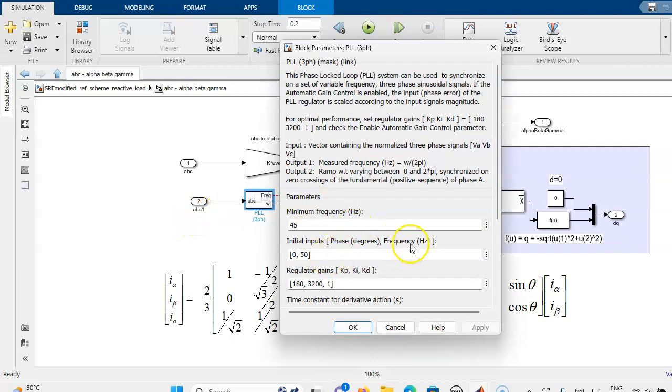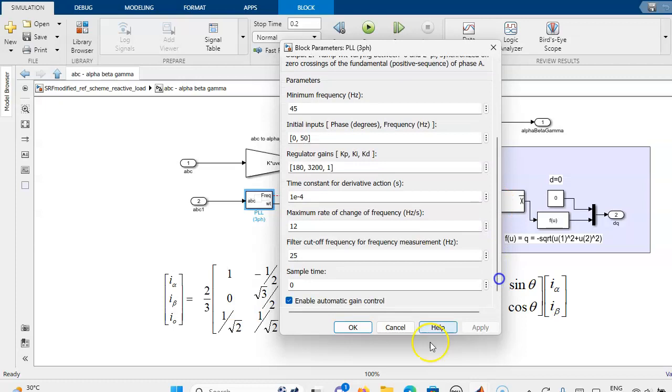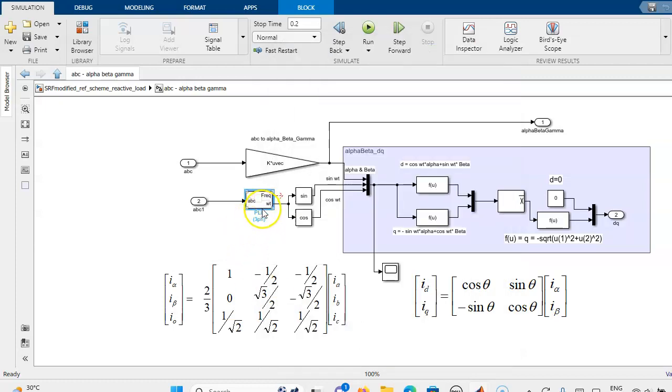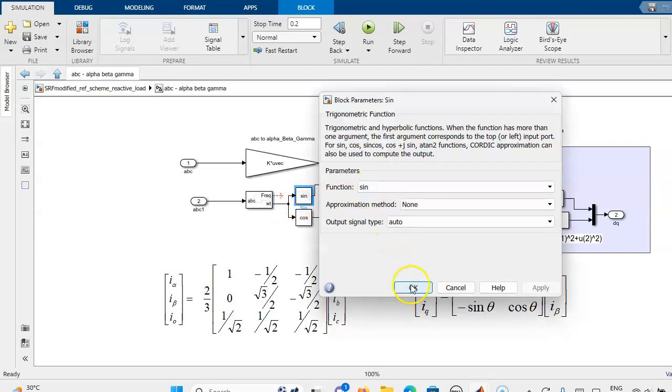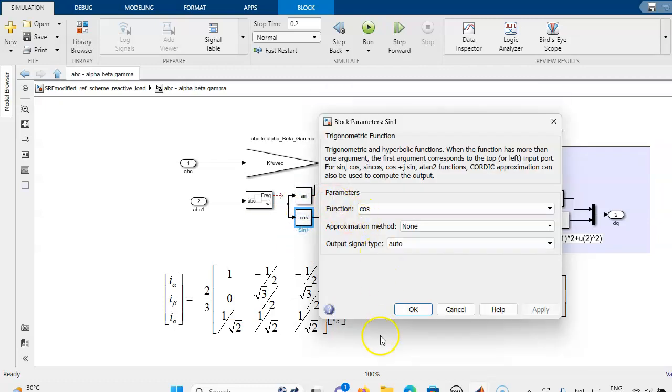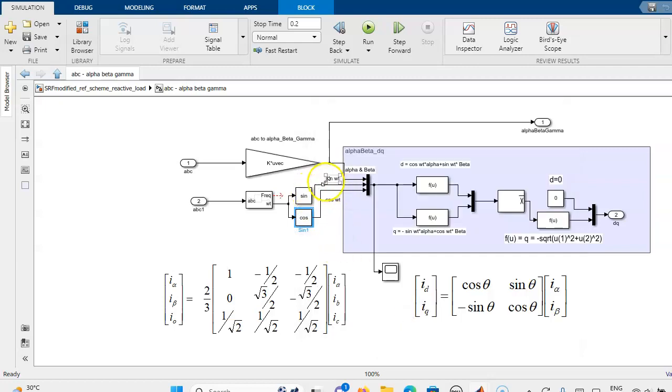Here the only change we have to make is the frequency. If you are working at 60 hertz, then you can use 60, or if you use 50 hertz frequency, use 50 hertz. All the remaining values you have to keep as default. From this omega t, you can use the trigonometric function, the sine term, and then use the cos term. So you will get cos omega t and sin omega t. From this ABC to alpha beta gamma, you will get 3 outputs, u of 1 to u of 3.